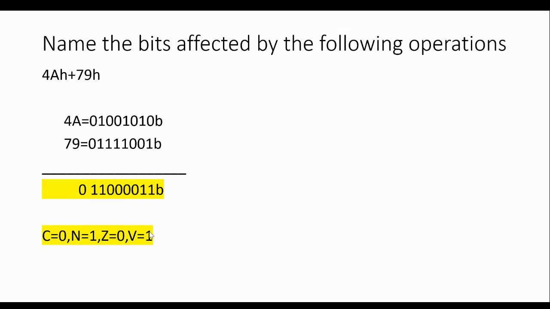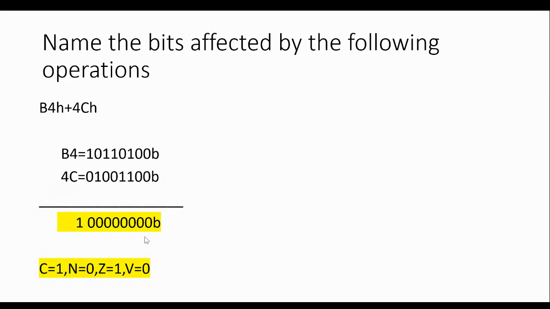Okay, now this overflow happens when the most significant bit of the original values are the same. Okay, so since this is the same, both are 0, you will get 1. If both are 1 and 1, you get 1. But if either of these is 0 or 1, you will get a 0. In this case, both 4A and 79 most significant bit is 0, so you will get a 1.